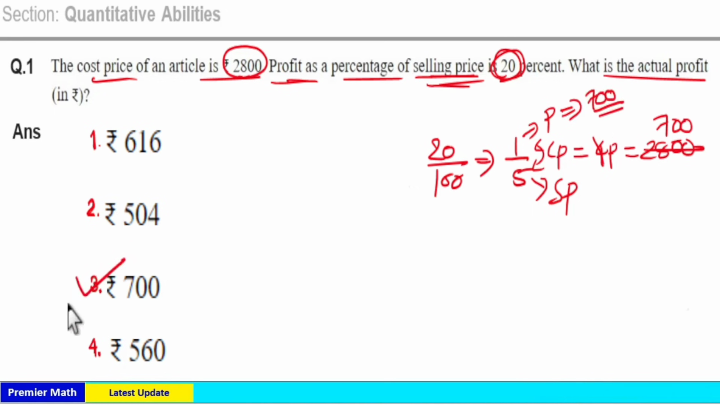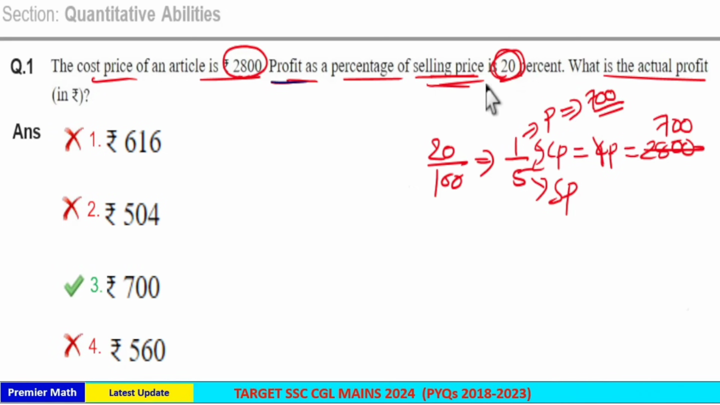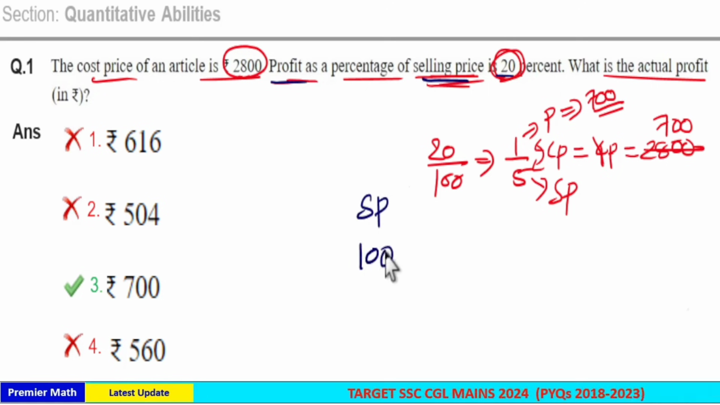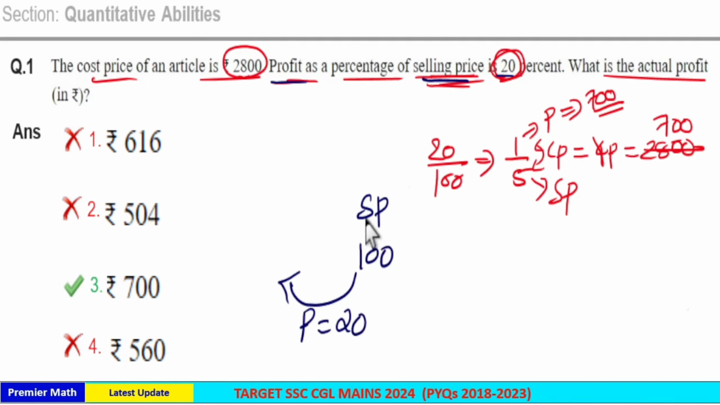If you want to do it in a different method, you can also do it. Here profit is 20% of selling price. So take selling price as 100 rupees. Now profit is equal to 20% of 100. So profit here is equal to 20 rupees. If profit is 20 rupees, selling price minus profit is equal to cost price, which is 100 minus 20, 80 rupees. But here 80 rupees is given as 2800.